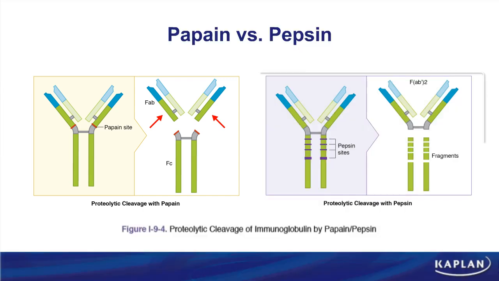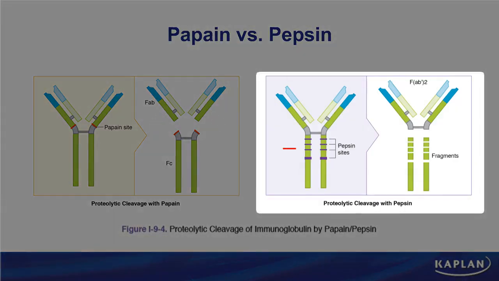So now let's look at pepsin. Pepsin digests the Fc portion of the heavy chain up to that disulfide bond that holds the two Fab fragments together. So you still wind up with a bivalent molecule. Now for USMLE, that means that you could actually still precipitate or agglutinate because you still have two binding sites. This is called the F(ab') 2 fragment.